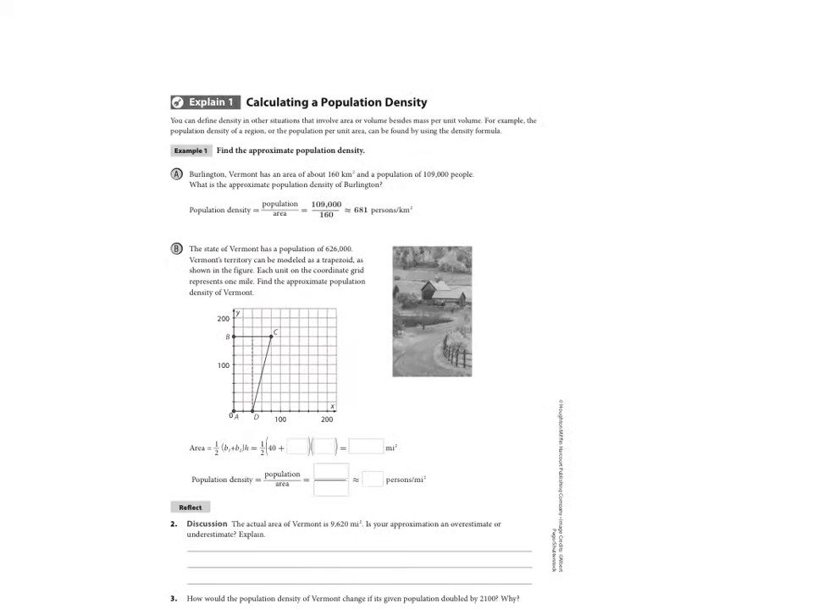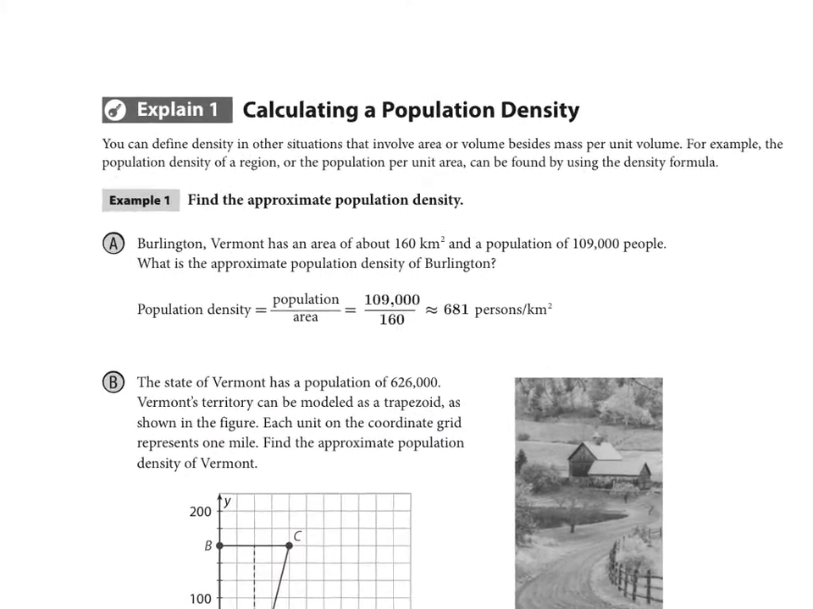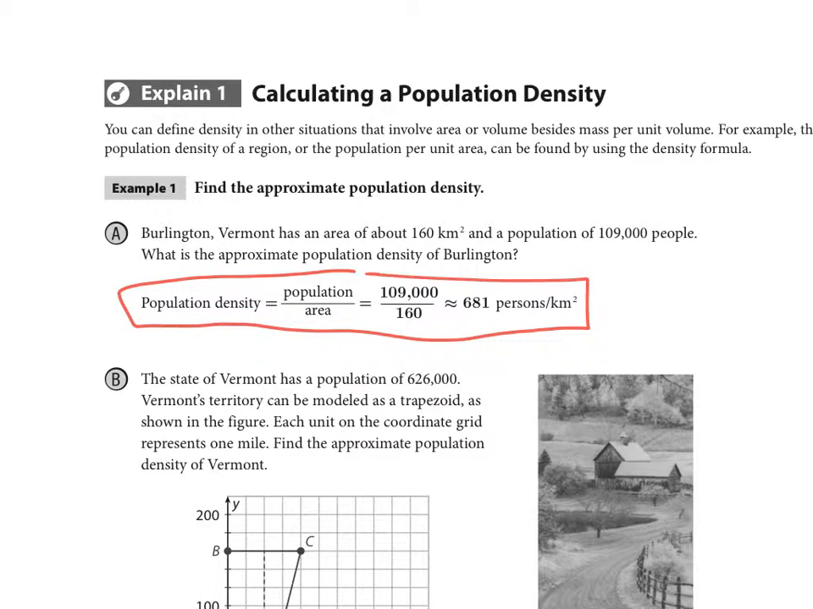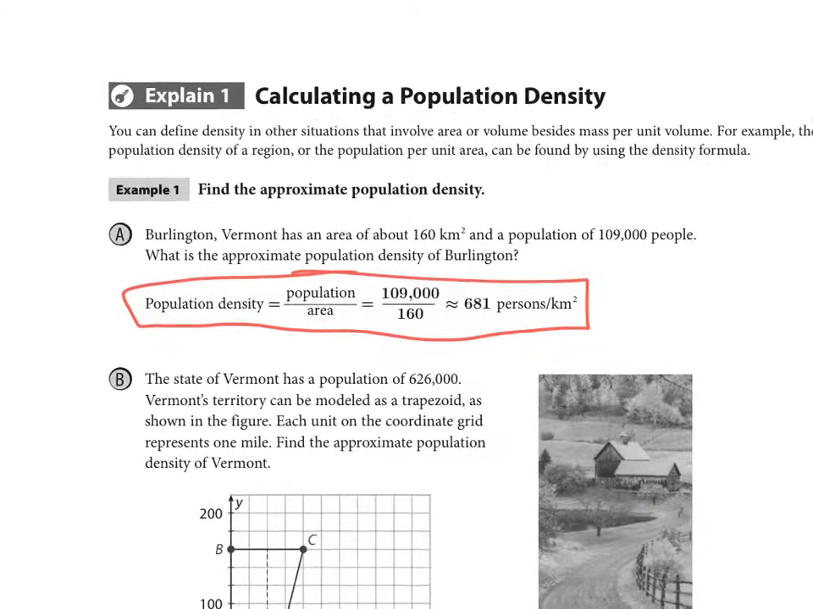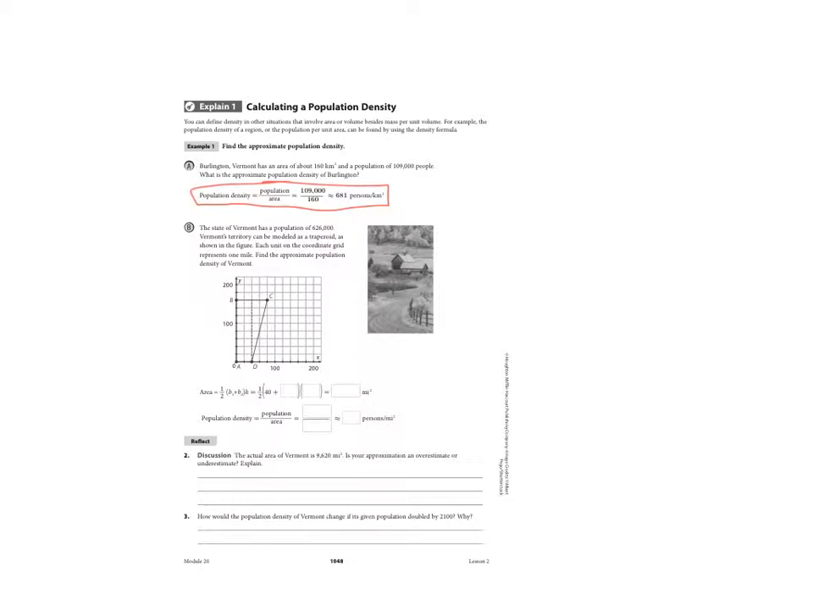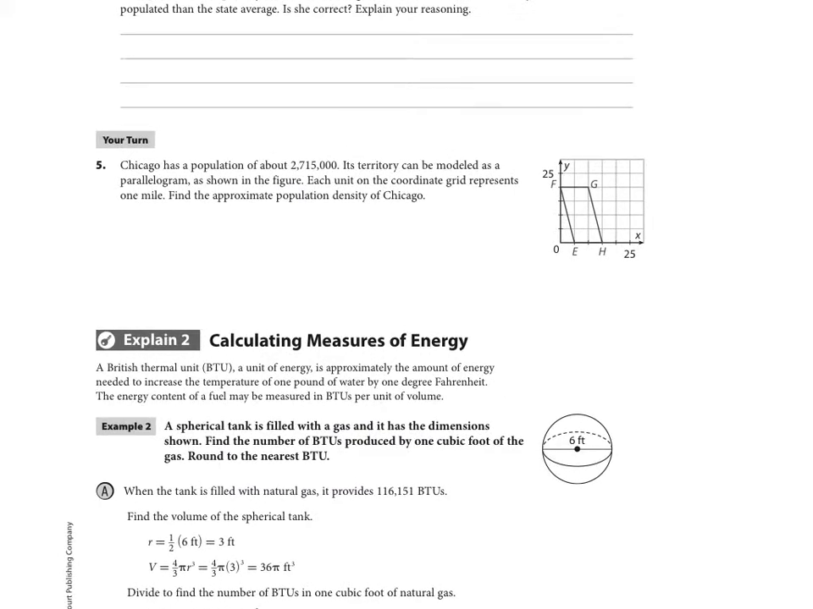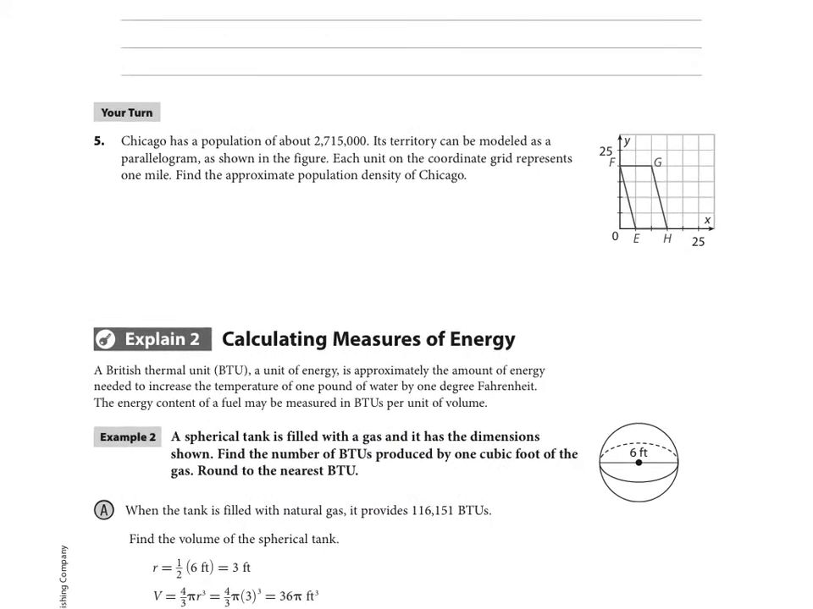And on the next page, we've got population. So if you want to find the population density, you do population divided by area. So if we look at the next page, there we go, number 5 on page 1049. So it says Chicago has a population of 2,715,000. So we're doing population divided by area.